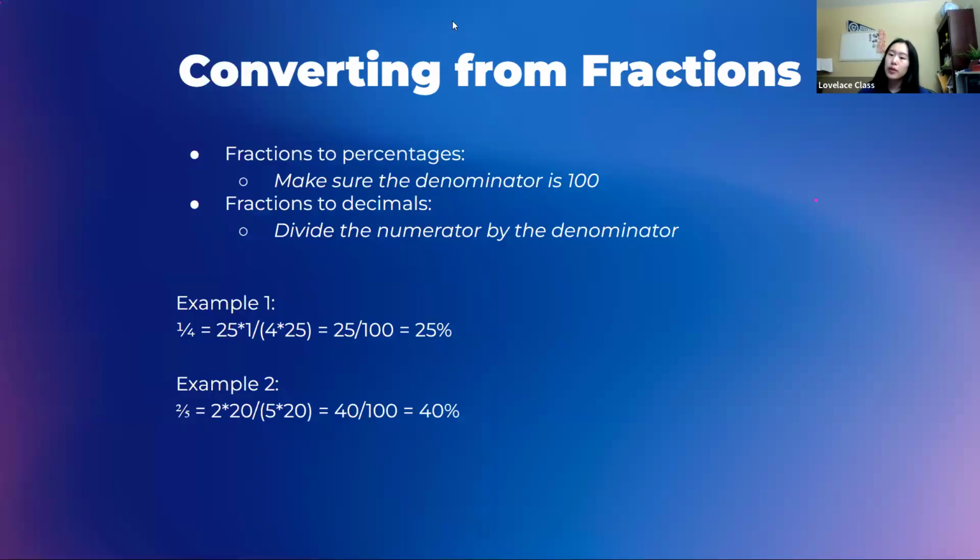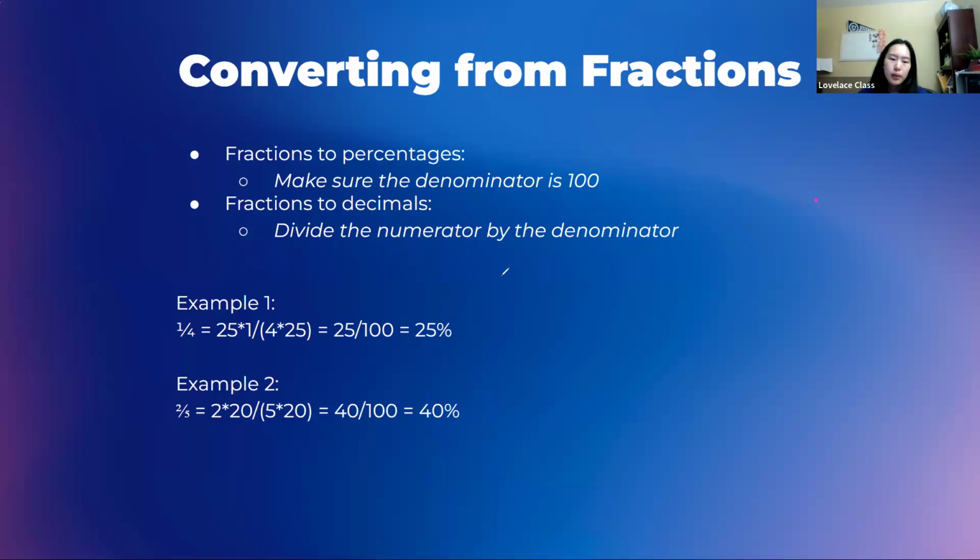So now we're going to move on to conversions, and how to convert between each of these. If we go from fractions to percentages, you have to make sure that the denominator is 100, and I'll teach you how to do that. For fractions to decimals, you divide the numerator by the denominator and do some type of long division, which I'll also show.